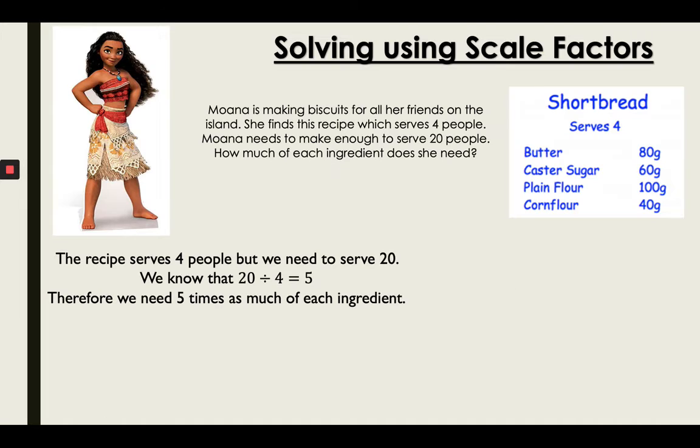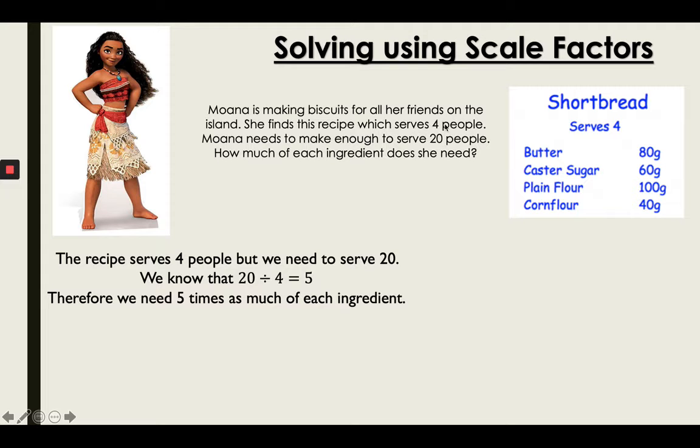Now, what we're going to look at here, this young lady is going to make some biscuits for her friends, and she's got a recipe for 4 people. Now, she actually needs to make her recipe to serve 20. What we've got to do is work out how many times she needs to multiply her recipe.